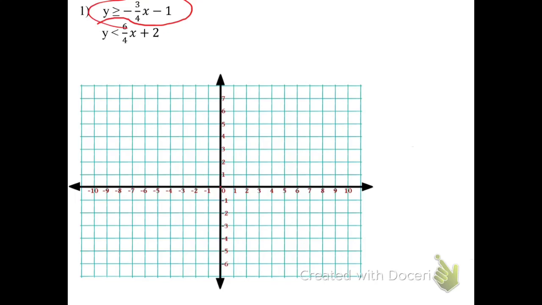It has a y-intercept of -1. Okay, that's the number that has -1. It has a slope of -3/4. So you can go down 3 as you go right 4, and put another point. You only need 2 points to draw a line.